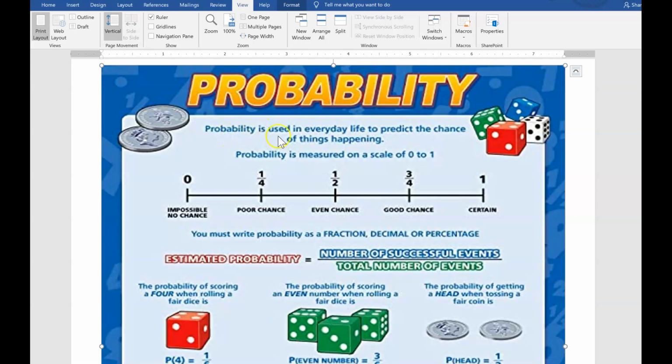It's basically a science used in everyday life to predict the chance of something happening. When you think probability, you should think, what's the chance that that desired thing is about to happen, or that undesired thing is about to happen? Probability is always measured on a scale of 0 to 1. And yesterday, we started talking about this in the Zoom meeting as well. 0 is something that's impossible.